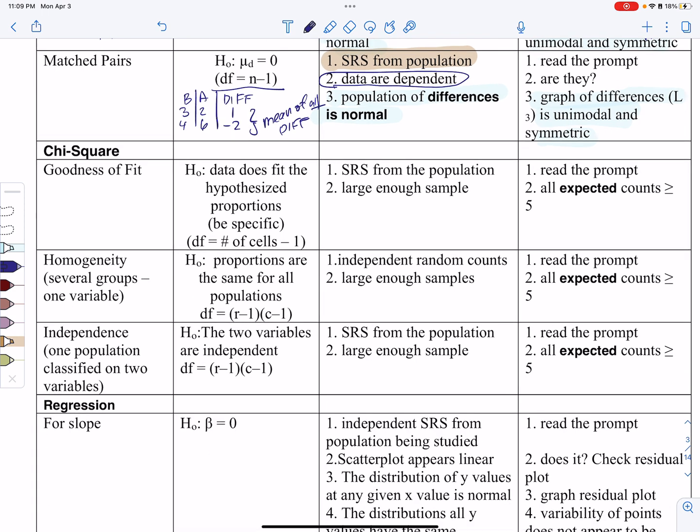Okay, for chi-square goodness of fit, remember it's k minus 1 is your degrees of freedom. And the same thing, you're going to have SRS from the population. The large enough sample to show for L, for this you need your expected counts greater than 5.